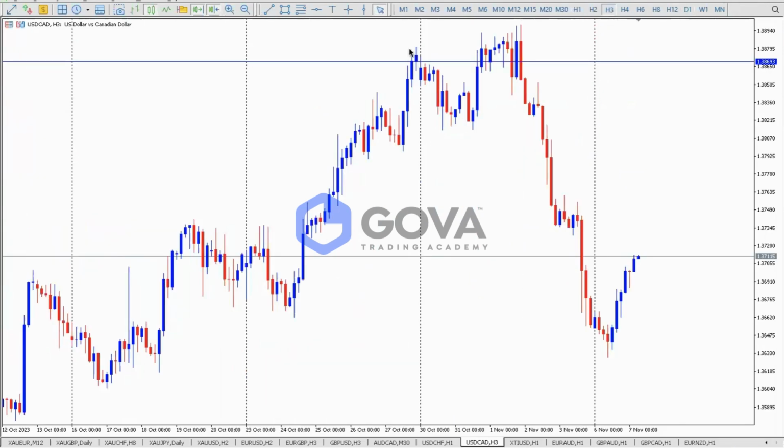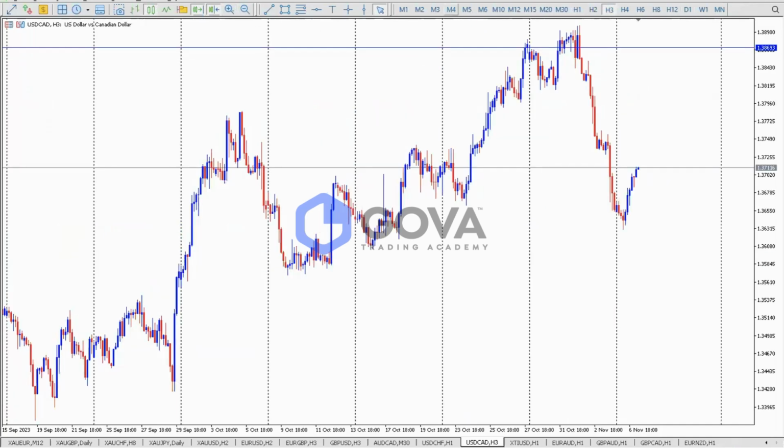Then the next thing to do is to switch to the H3 time frame. On the H3 time frame, I can see that the blue line is above, and the green line is below. The current price is below our green line. That automatically qualifies to be a sell alignment. Then I'm going to switch back to the D1 time frame.